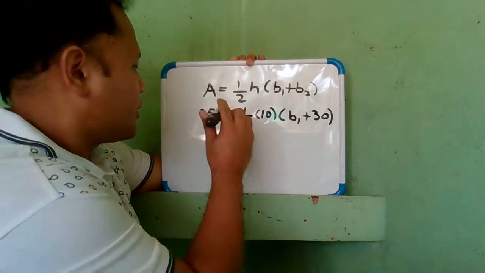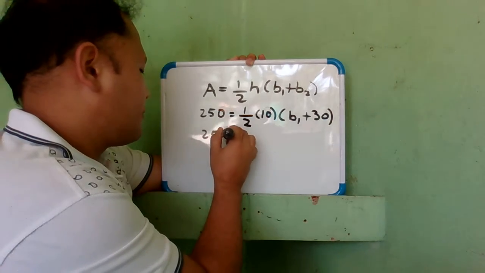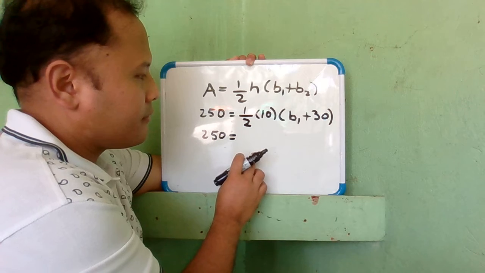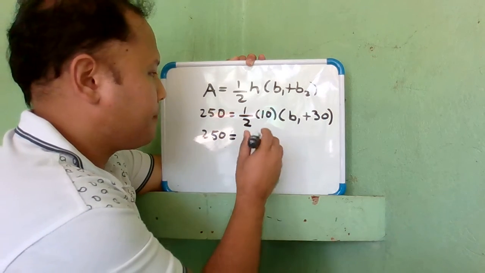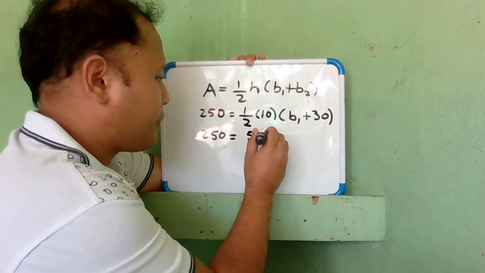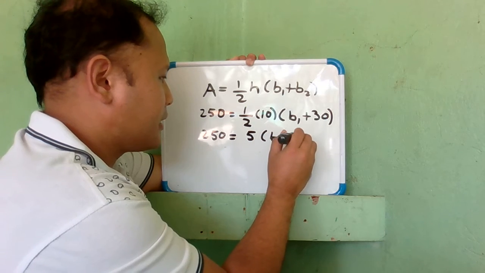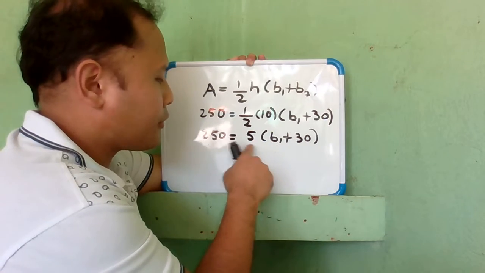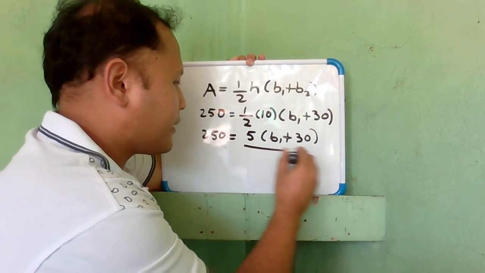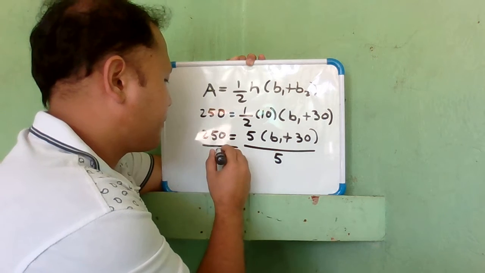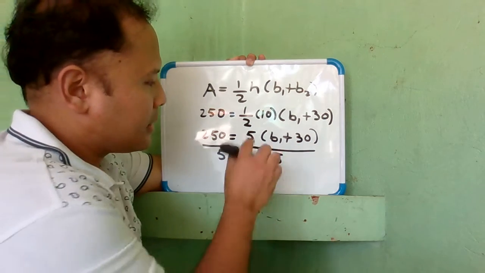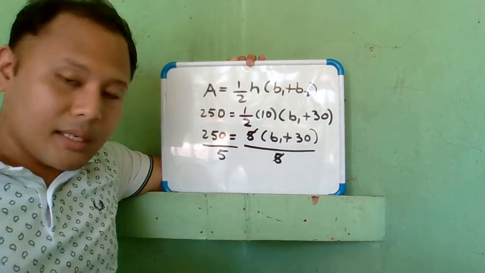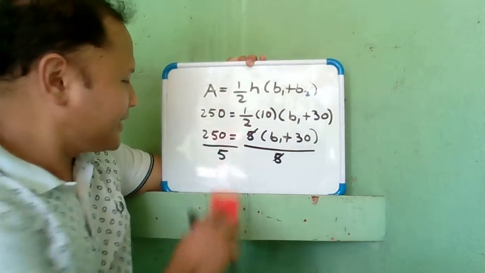Easy. You just have to simplify the other terms. So, 1/2 times 10, that is equal to 5. Then we have base sub 1 plus 30. Since we want to solve the value of b sub 1, we need to cancel this one. So let us divide both sides by 5. So what happens? This is cancelled. 250 divided by 5, that is 50.